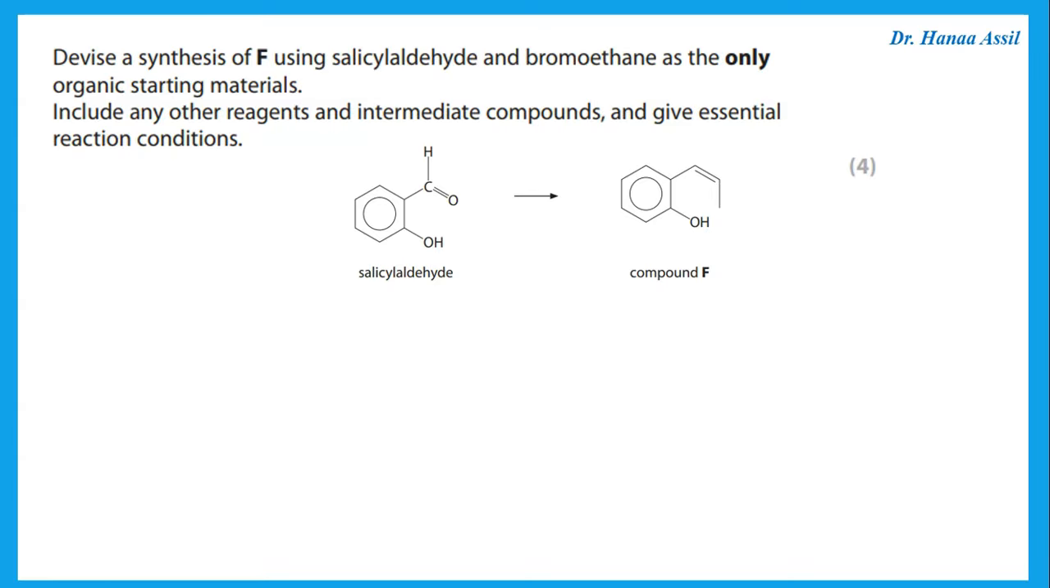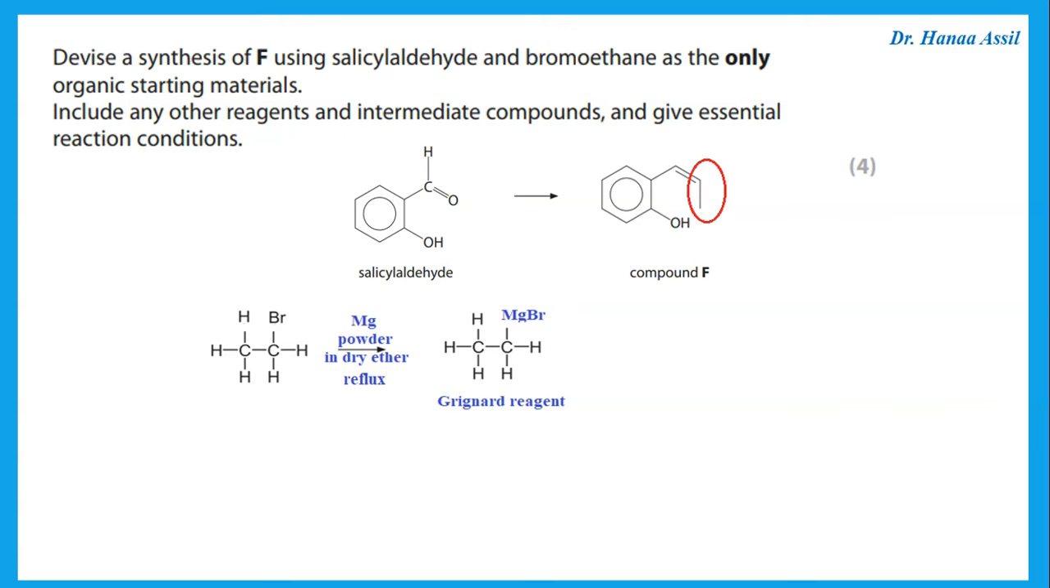Another question says, devise a synthesis of F using salicylaldehyde, which is given, and bromoethane as the only organic starting materials. Include any other reagents and intermediate compounds and give the essential reaction conditions. So this is the type of questions that you get. So what can we do? We're starting with the salicylaldehyde and we're trying to add that part to form compound F.